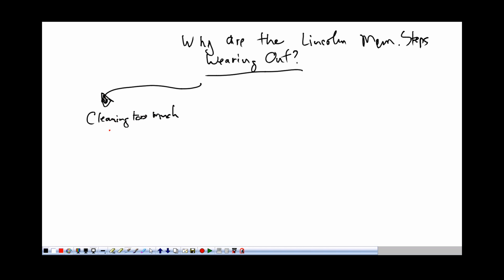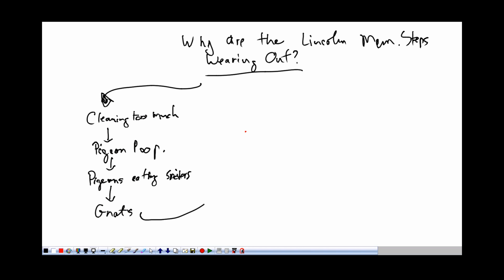Why are we cleaning them too much? Because there's too much pigeon poop on the steps. Why is there too much pigeon poop? Well, because the pigeons are eating spiders on the steps. Why are they eating spiders? Well, because they're there. Why are the spiders there? Because there's all these gnats.